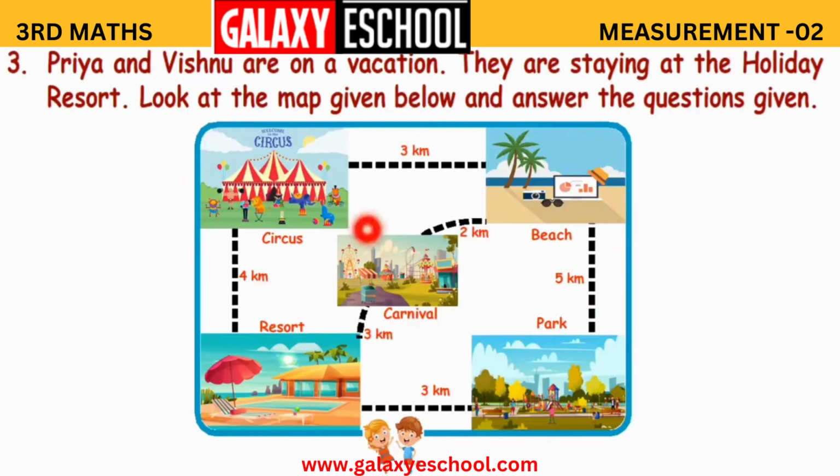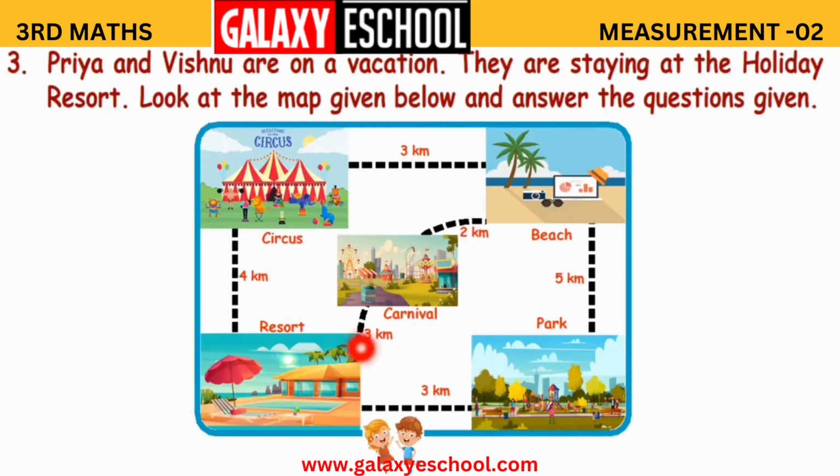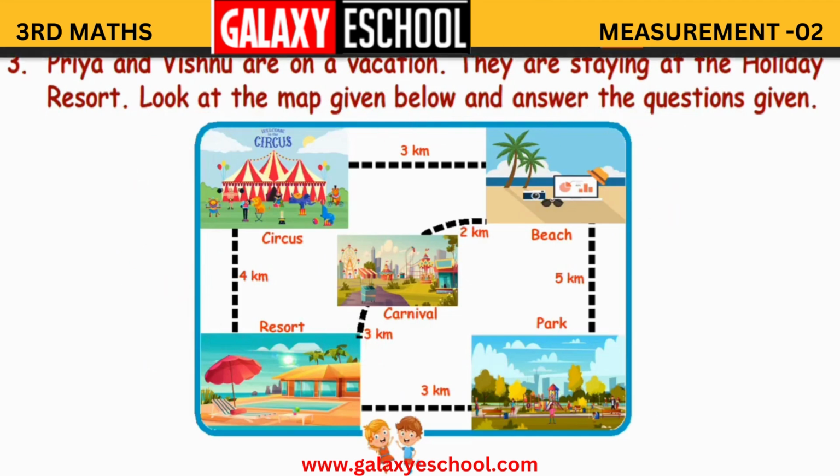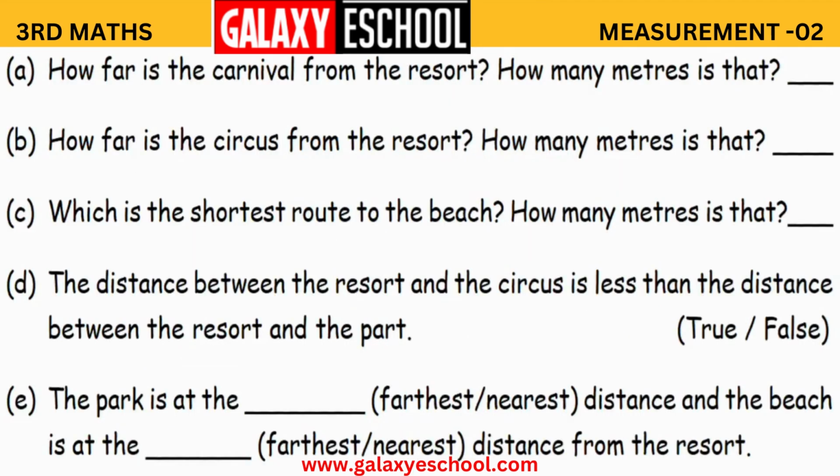Now coming to the last question for today. Priya and Vishnu are on a vacation. They are staying at the holiday resort. Look at the map given below and answer the following questions. What should we do? This is the map of the resort that they are staying in. Understood, children? Now from this we have to look at the questions and answer.